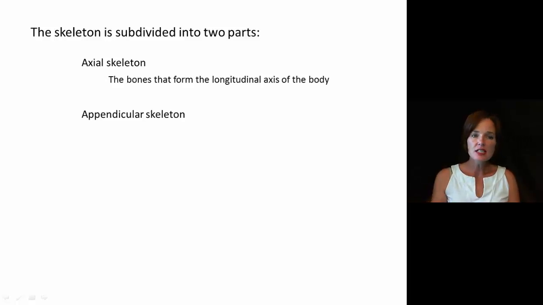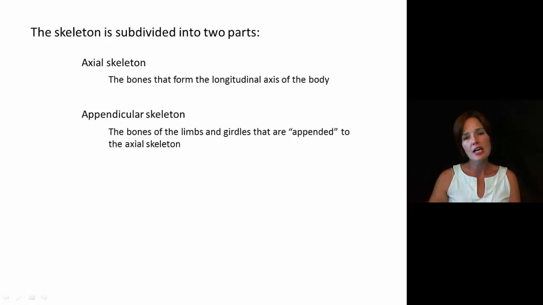The axial skeleton is the bones that form the longitudinal axis of the body. This is going to be primarily the trunk and the head of the human body. And then we have the appendicular skeleton, which is going to be the limbs, and then also the girdles that are appended to that trunk, which is the axial skeleton.